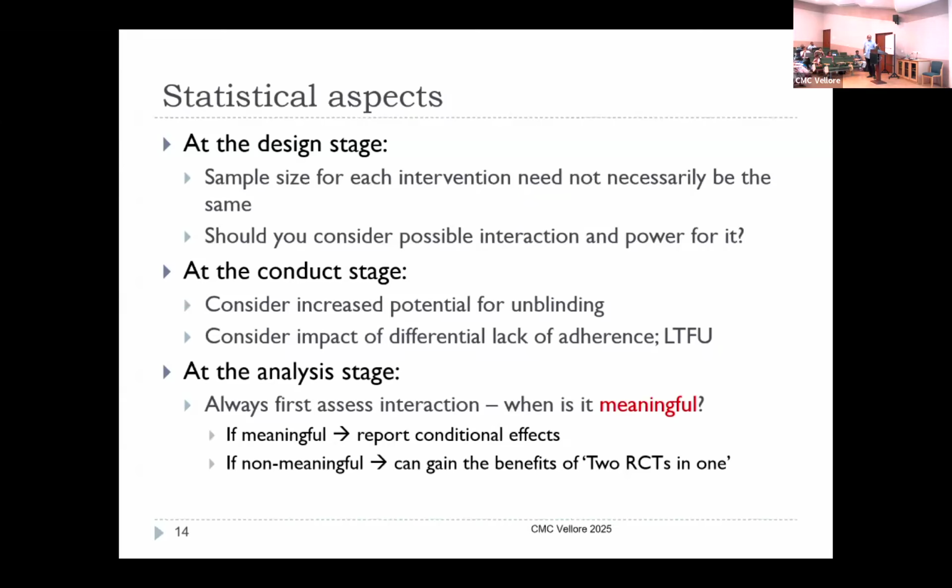So if there is a meaningful interaction, then you say, in the presence of B, A is this. In the absence of B, A is this. You report them separately. If it's not meaningful, then you get the benefits of answering 2 trials in 1.